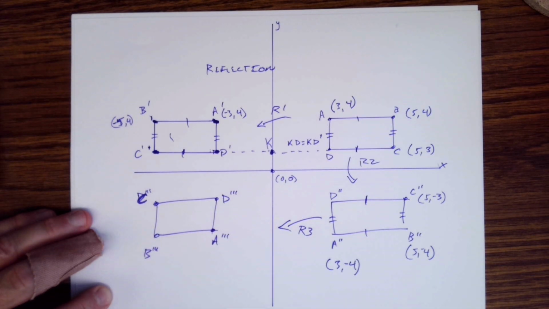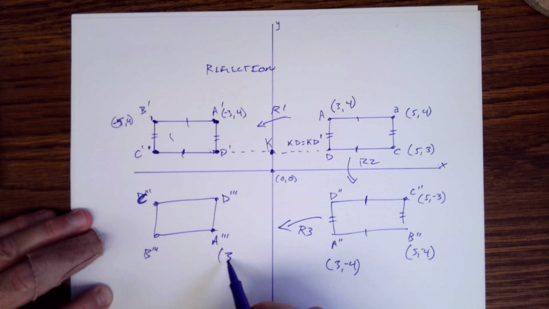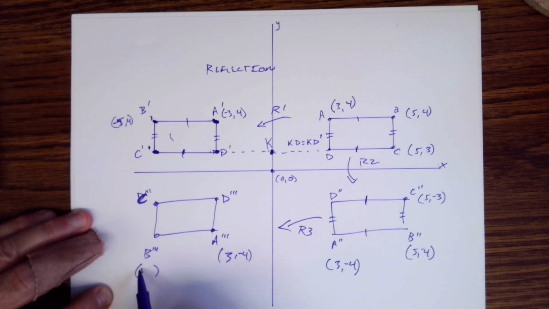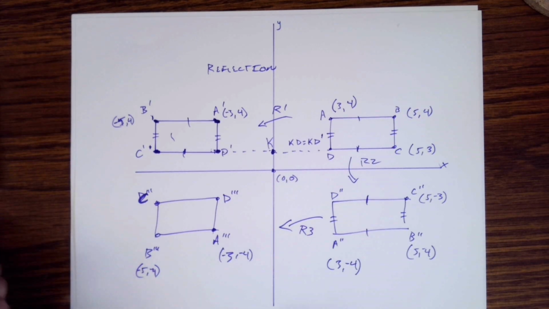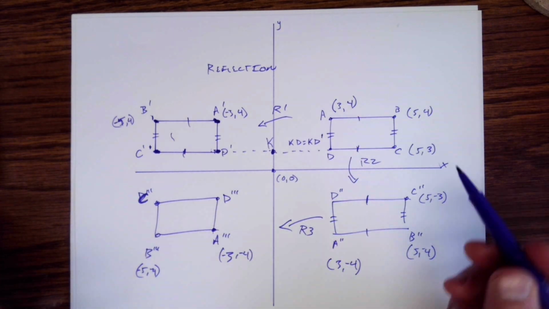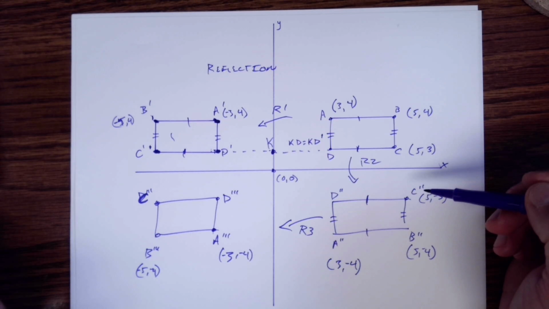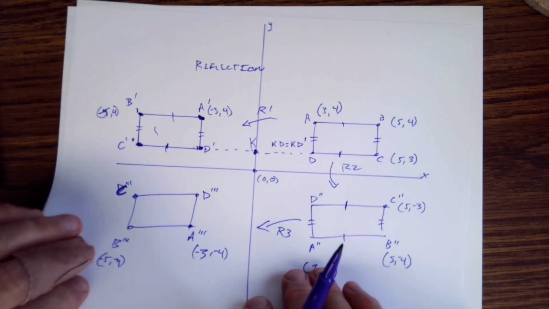So what would this point be? Well, this point right here would be 3, -4. This point right here would be 5, -4. Actually, it's -5, and it's -3, because it's been moved. Both of the pieces have been moved in the opposite direction. So flipping across the y-axis changes the sign of the x, and flipping across the x-axis changes the sign of the y.